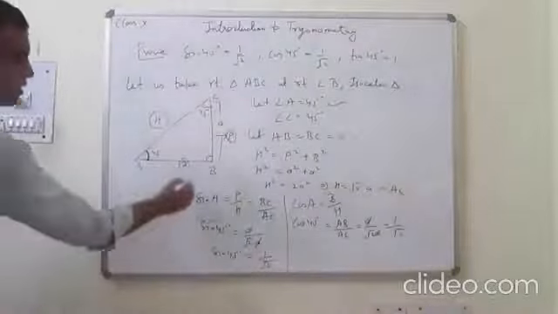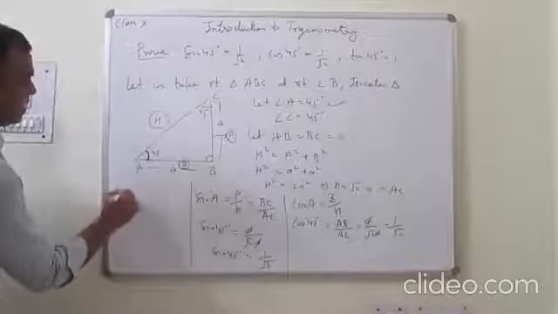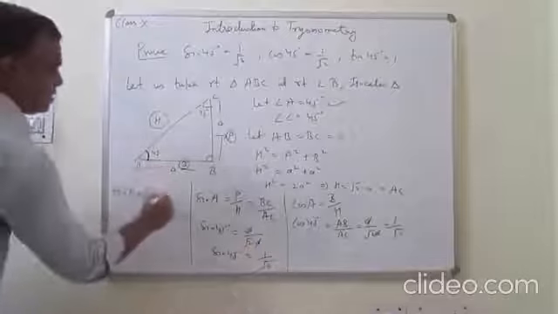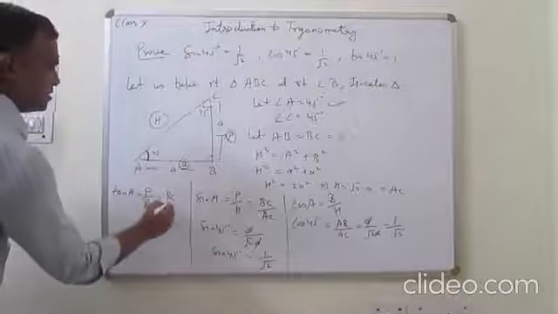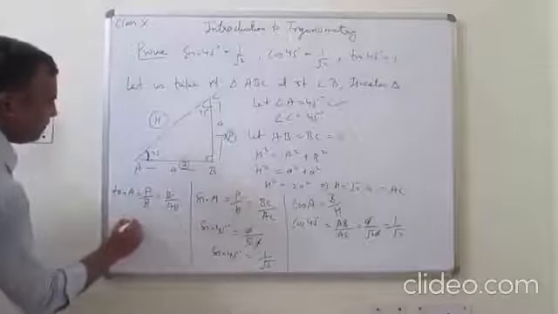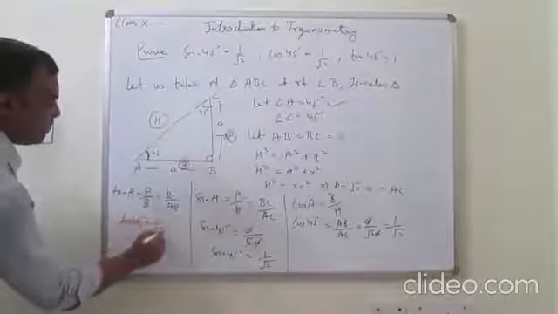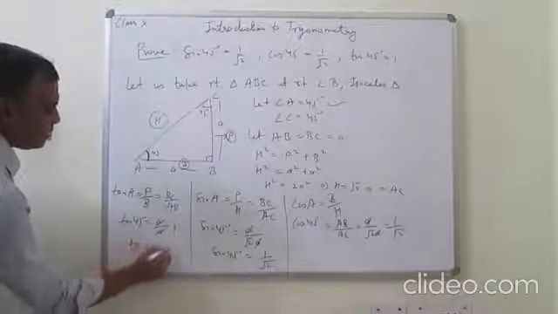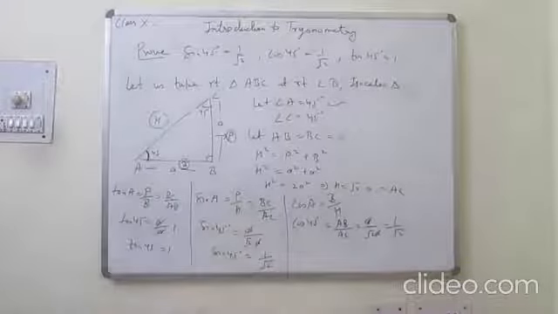Now tan A, it is P upon B. What is P? BC. What is base? AB. So tan 45 is A upon A, it is 1. So tan 45 is equal to 1.